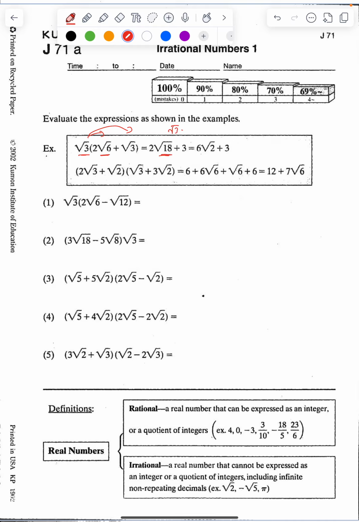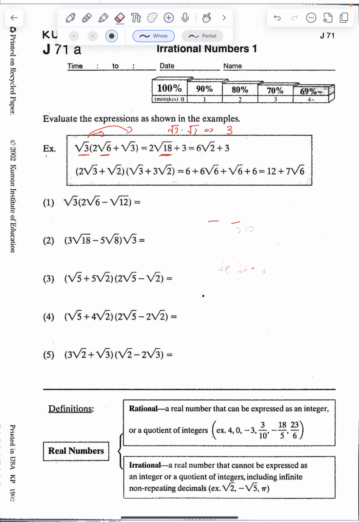So for any radical number, if it's the same base, which in this case is 3, you will be getting the base itself without the radical sign. So again, let's say if I have root 7 times root 7, the answer is 7. Root 8 times root 8, the answer is 8, and so on and so forth.